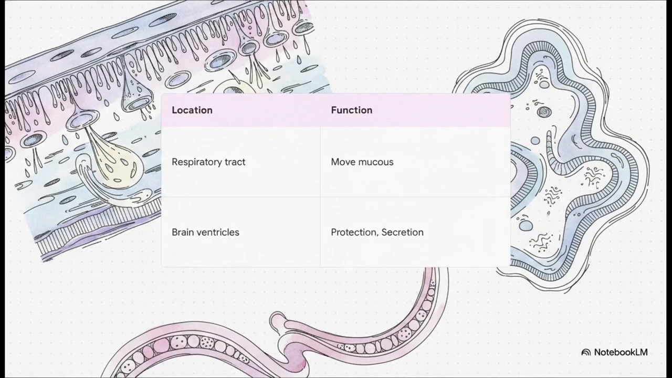The architecture here is entirely built for movement and protection. You're going to find this ciliated tissue in a few key places, most notably your upper respiratory tract. Those goblet cells produce mucus to trap dust and debris, and then the tiny hair-like cilia constantly perform this sweeping motion to just sweep that mucus substance right out of your airways. You'll also find them in the ventricles of the brain and in reproductive organs, providing specialized protection and secretion.